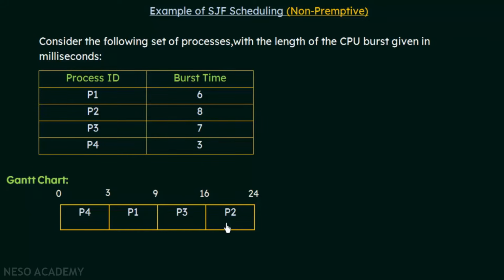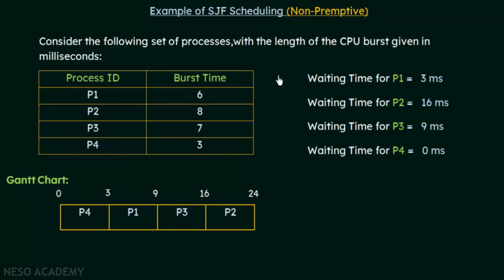So at the 16th millisecond, P2 gets the CPU and it completes its execution at the 24th millisecond because 16 plus 8 is 24. So this is how the Gantt chart looks like for this SJF scheduling algorithm for this set of 4 processes with this set of burst times. Now let us try to calculate the average waiting times for this set of 4 processes.